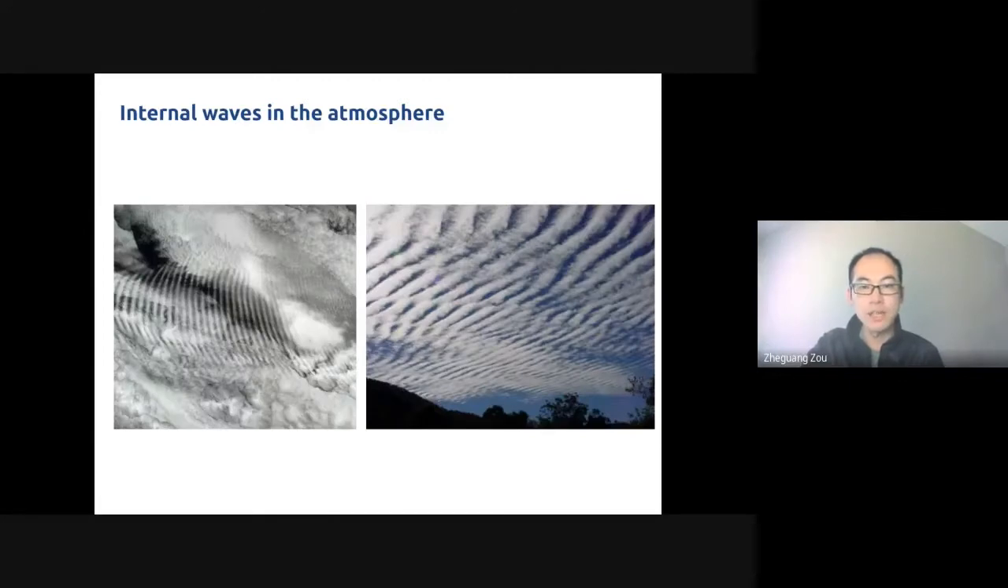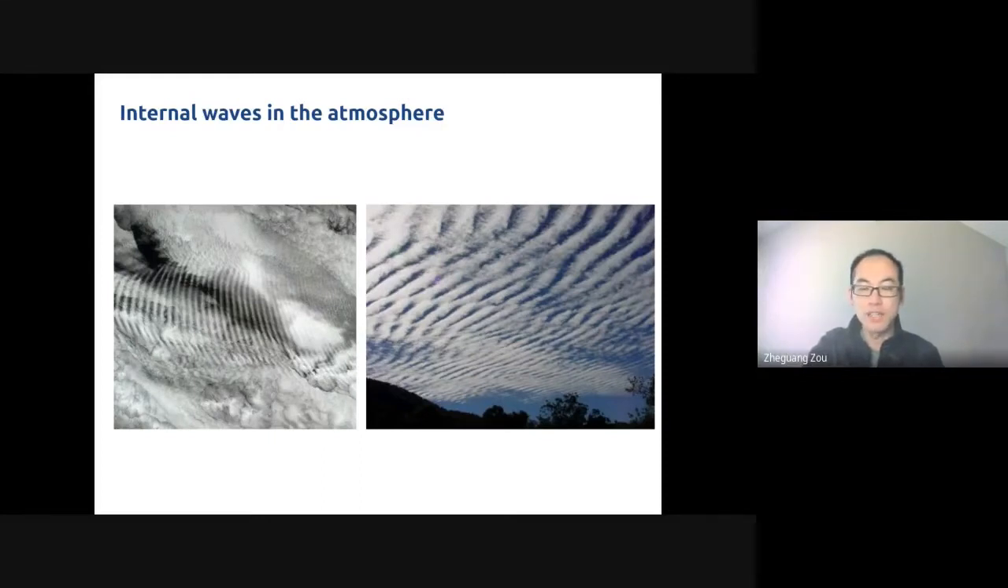And this is an example of an internal wave in the atmosphere, which we can see. On some days, you can probably see that the cloud is not a big chunk of cloud. It forms periodic stripes. This is because of the internal wave: the air is moving this way, so it divides the cloud and separates it into this shape.